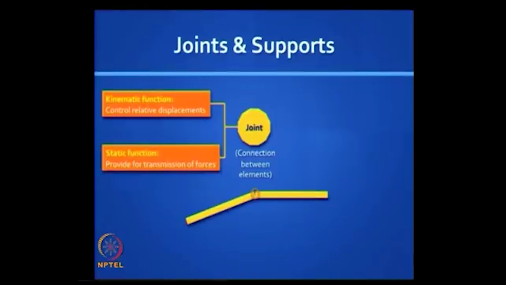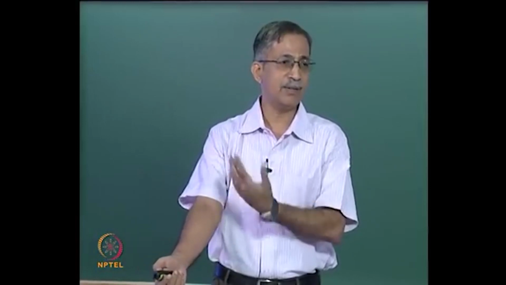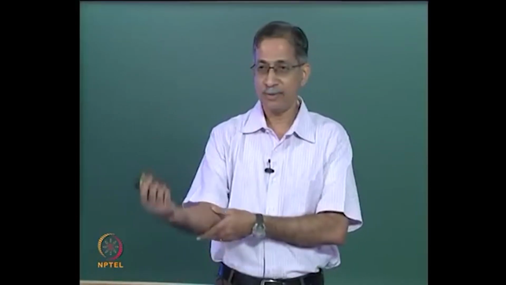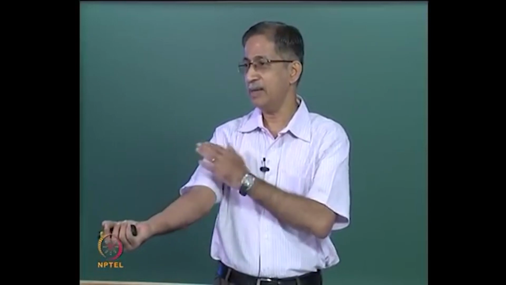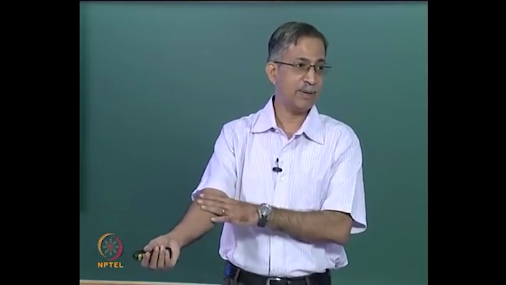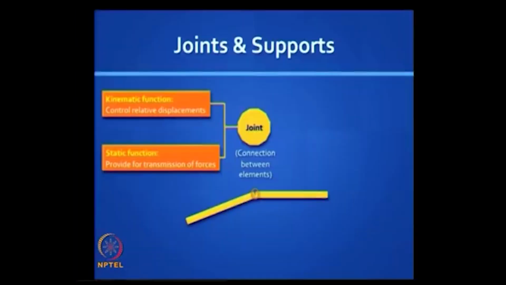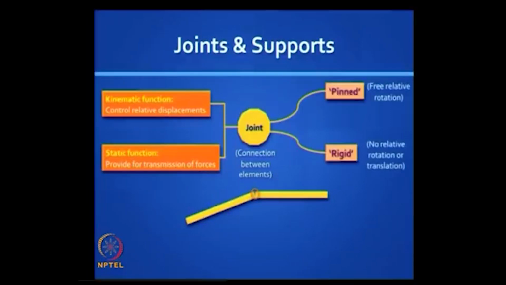and it is precisely because you allow those movements that you prevent transmission of those forces corresponding to those movements. So no bending moment is transmitted across a hinge joint, but an axial force is transmitted because you do not allow relative axial displacement. So you have two functions, kinematic function and a static function, and ideally these are idealized as either pinned joints or rigid joints.